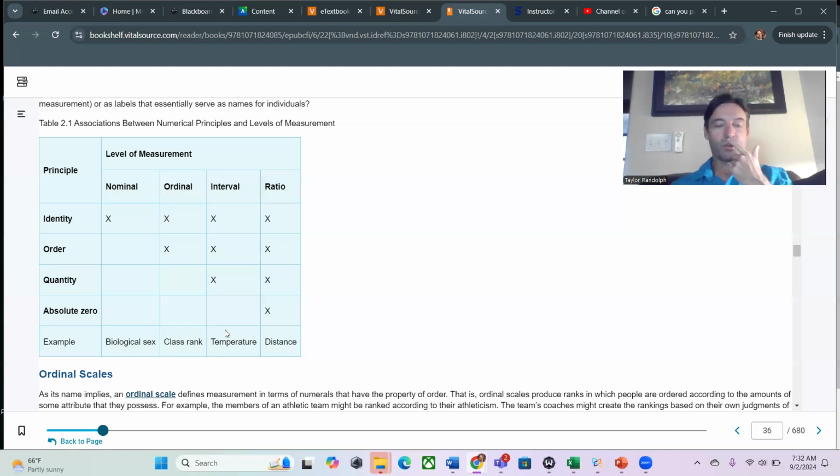The textbook does a good job here. Temperature, I guess you could say, well, you have an absolute zero with Celsius. Well, no, because you can go below zero. There is no absence of temperature. So you can't have an absence of something in interval.